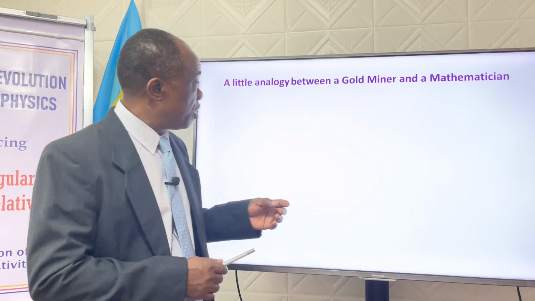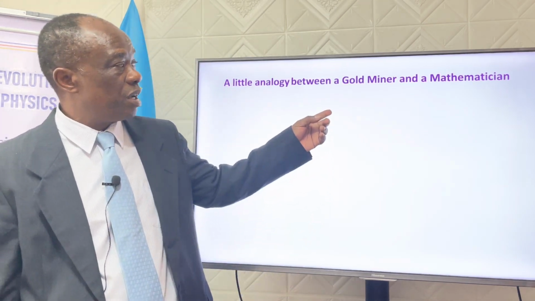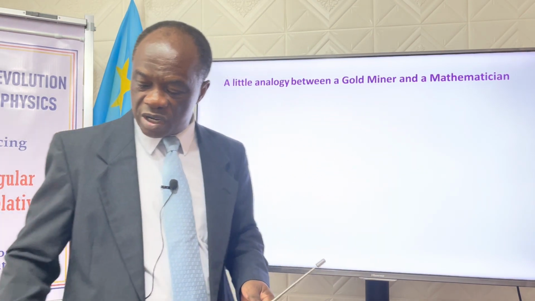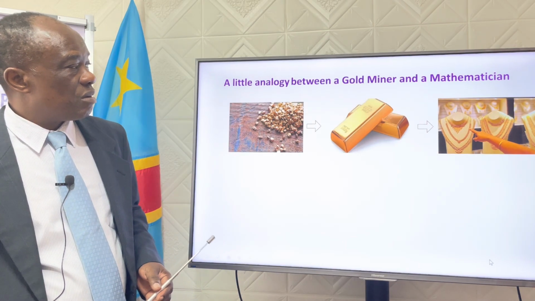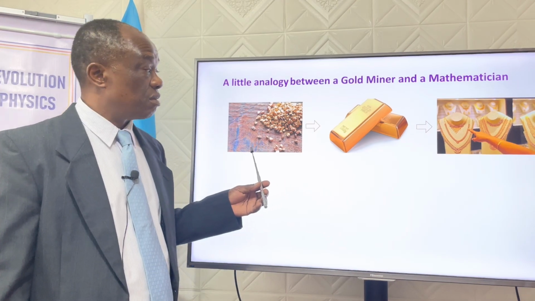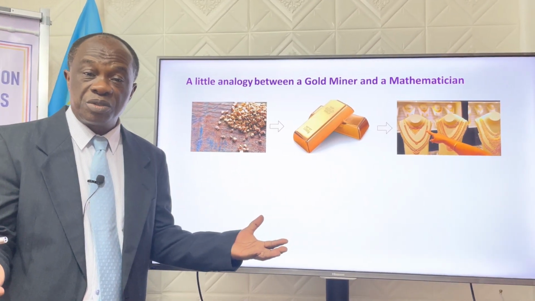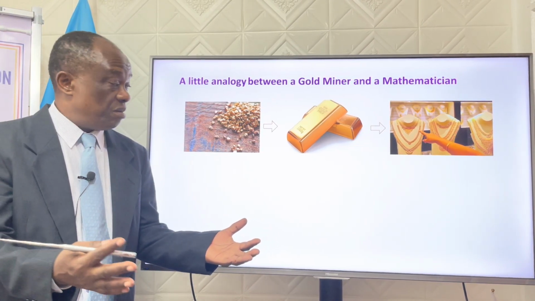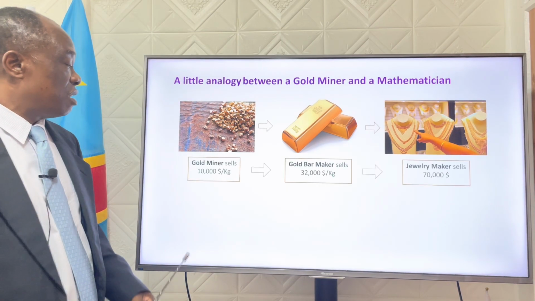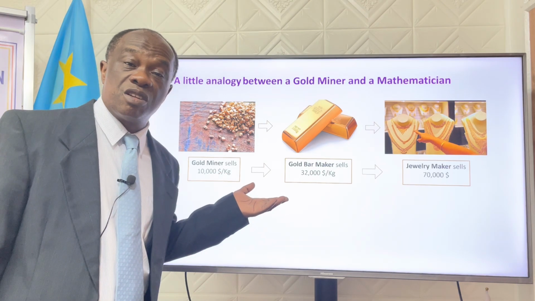I would like to give you a simple analogy between a gold miner and a mathematician. A gold miner will dig his gold. Of course, he gets something like this. You see, this is the raw gold. And he will sell. At what price? He may sell at $10,000 per kilo.